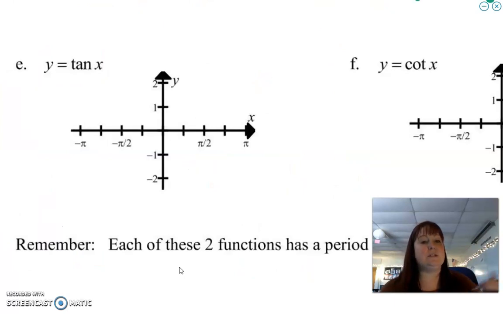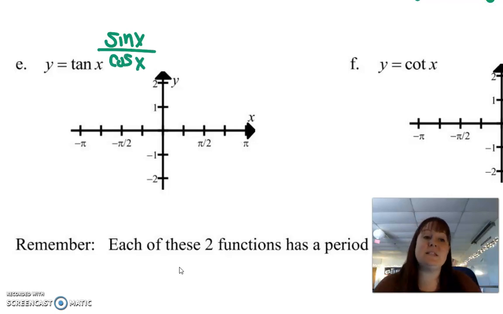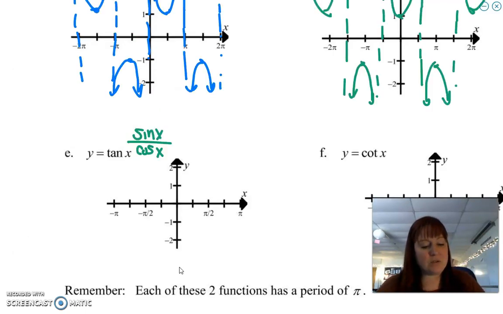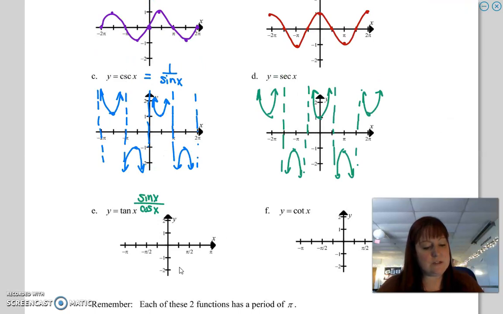Remember, tangent is sine over cosine. So we can figure out, where is this undefined? Where is tangent undefined? Well, it's everywhere that cosine is equal to 0. So if we go back to our cosine graph, where is cosine equal to 0? Well, it's equal to 0 here, here, at each of those.